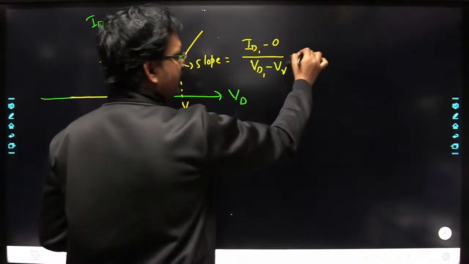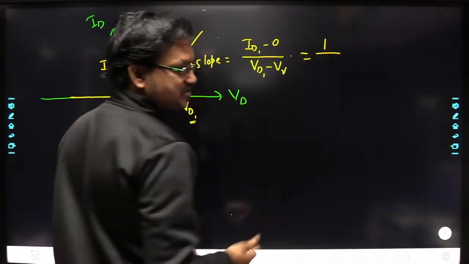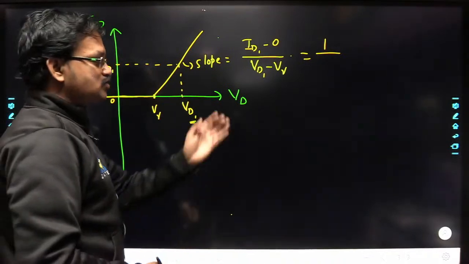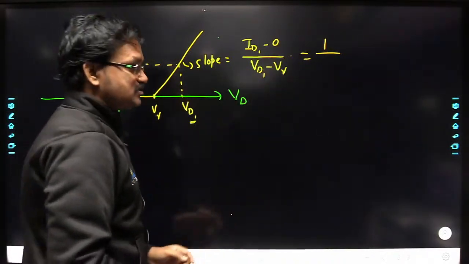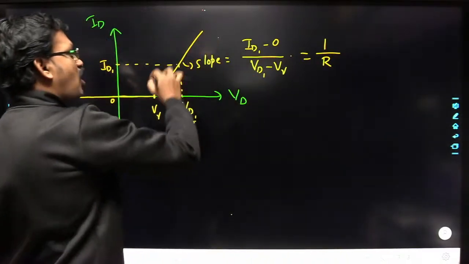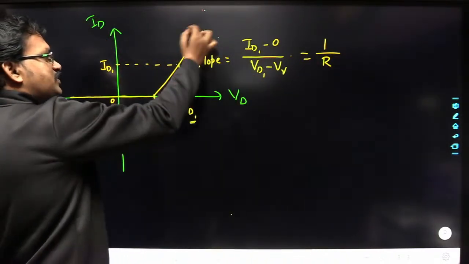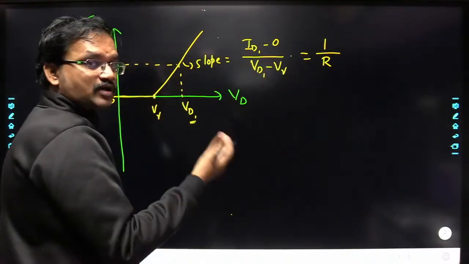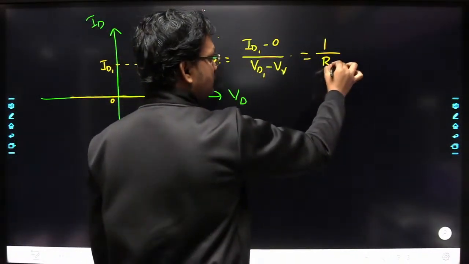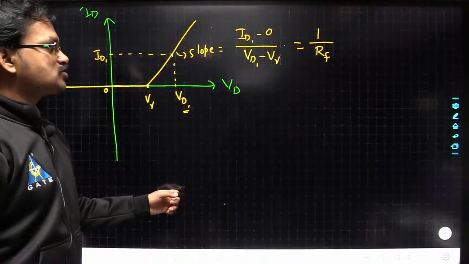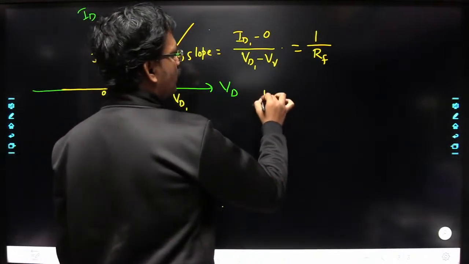That means I can write it as 1 by resistance. I by V ratio will give you what here? Conductance. So I can represent this as 1 by resistance. This curve is present in which region? Forward bias region. And this is the resistance offered in forward bias region, so I am representing it with 1 by RF. Right?